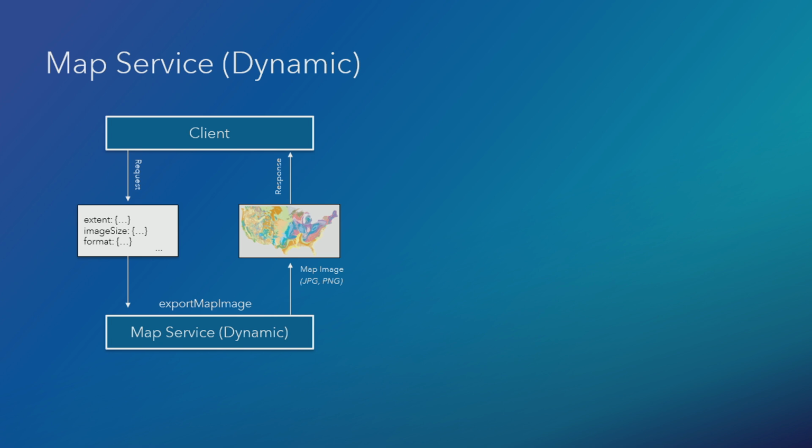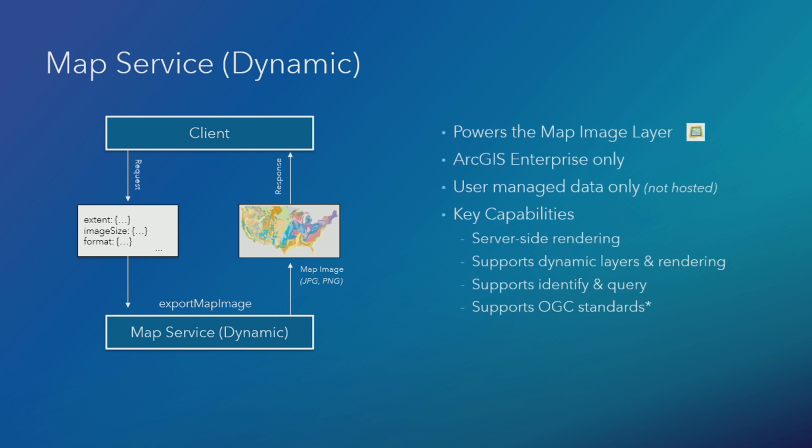So the client sends the extent, the image size, and the format, which could be PNG or JPEG. It's an image format, and it returns a map image. So this is what powers, if you look in ArcGIS Enterprise or ArcGIS Online, you'll see this thing, the map image layer. Dynamic map services power the map image layer. This is only supported in ArcGIS Enterprise today. This is not a type of service that you can publish in ArcGIS Online. And this works on what we call user-managed data. So this is not a hosted service, it's a traditional service, and it works against the data that you manage and register with the server, not data managed by ArcGIS.